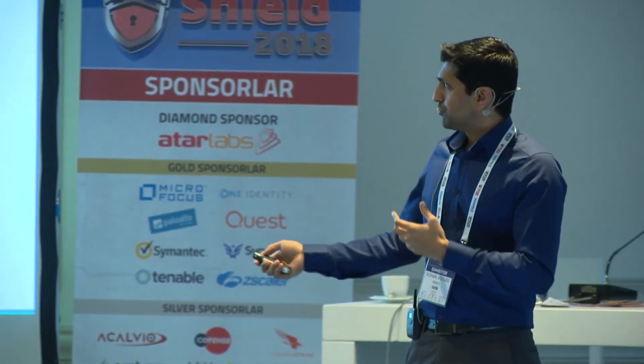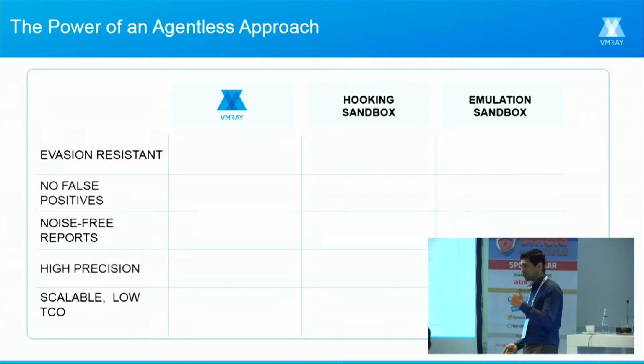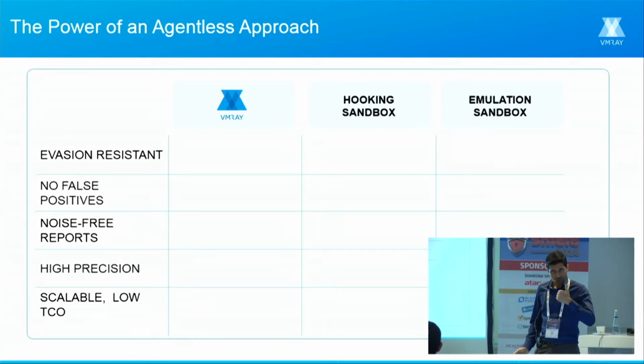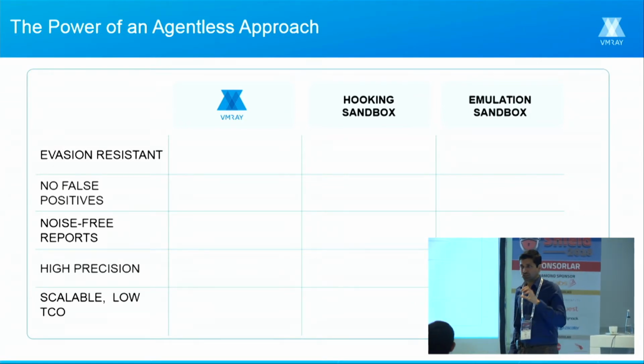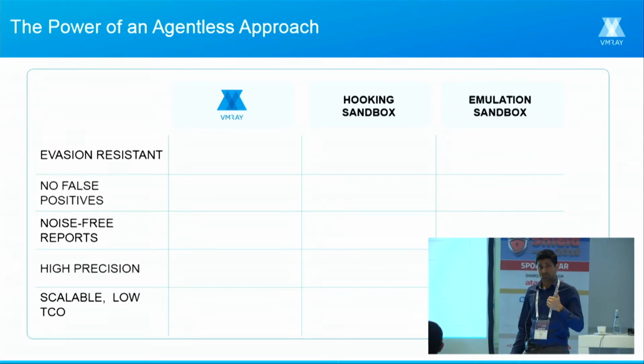So, I deliberately left this table blank, but if you are looking to buy a malware sandbox, if you are looking to invest money in malware sandboxing, you need to consider these 5 points here. Understand what your team requires. Is evasion resistance your most important requirement? Is your organization facing zero-day malware on a regular basis? If it is, then maybe evasion resistance is most important for you.